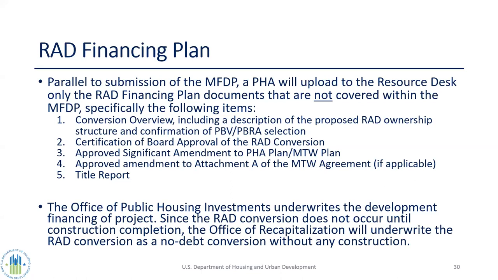So the conversion overview that's submitted with every financing plan, the certification of board approval of the RAD conversion, the PHA plan amendment. This is less common, but for MTW agencies that haven't yet amended their Attachment A of their MTW agreement, that part is handled. I think that's only applicable to the original MTW agencies, and then a title report. So it's a very significantly slimmed down financing plan, because most of the things that you would have normally given for a RAD conversion are provided in the mixed finance development proposal. So Belinda and Nick Shop are doing the underwriting of the development.